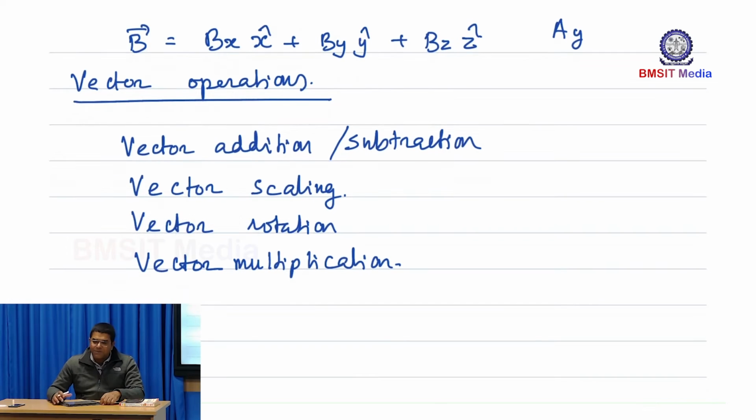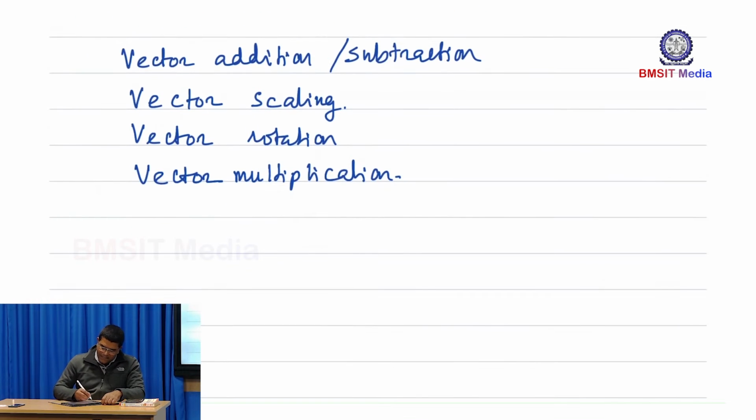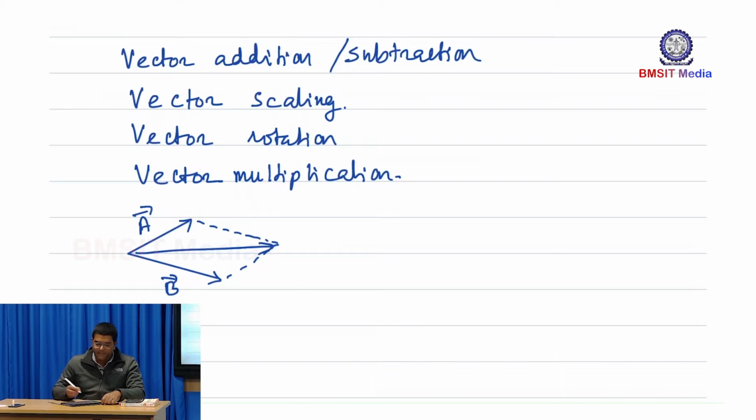Anyway, when it comes to vector addition, suppose you have two vectors, vector A and B. Let us take one example: this is vector A, and let there be another vector B. When you add the two vectors, basically we will be doing the addition in this way. So this is the resultant vector. Let me call the resultant vector M, the vector M.